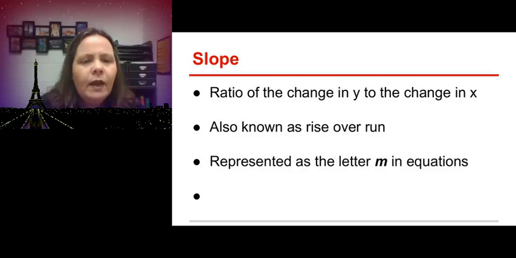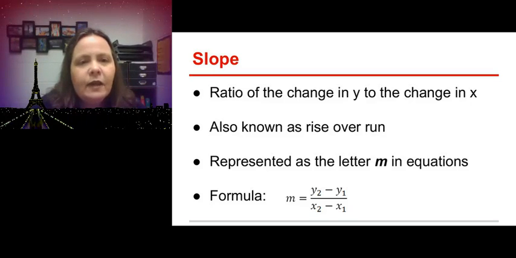And when you write it in a general form equation, m is the letter that all of those great mathematicians that came before us decided to use for slope. And then here is the formula for calculating slope. It says m, which stands for slope, equals, and there's your fraction. The numerator of that fraction is the change in y, which is found just by subtracting the y values. And the denominator of that fraction is found by subtracting the x's, and that's the change in x.